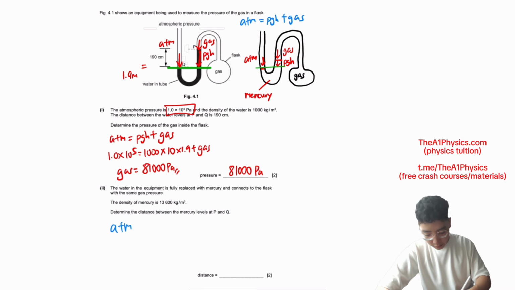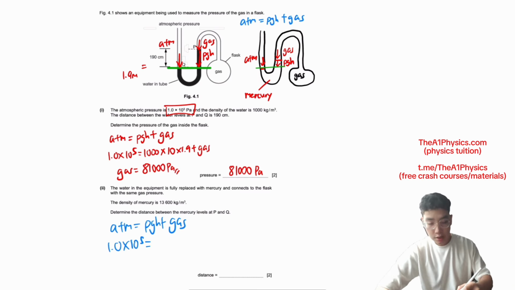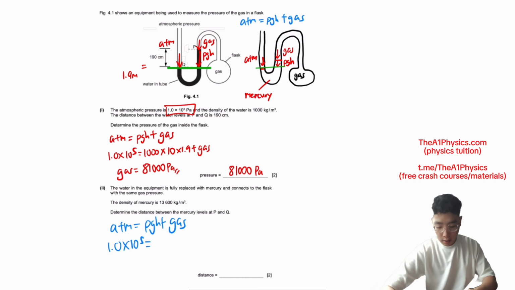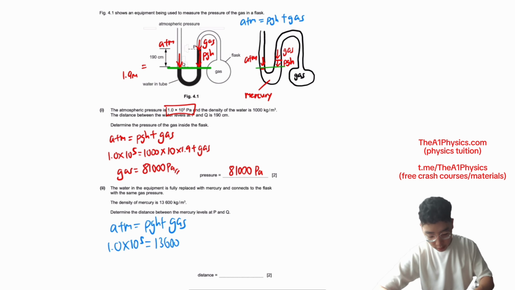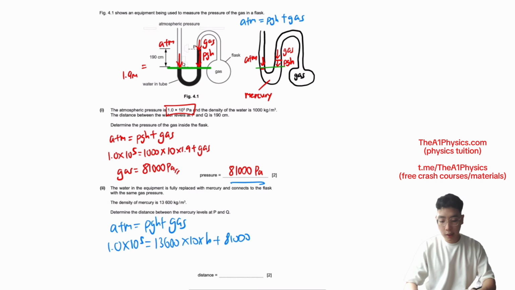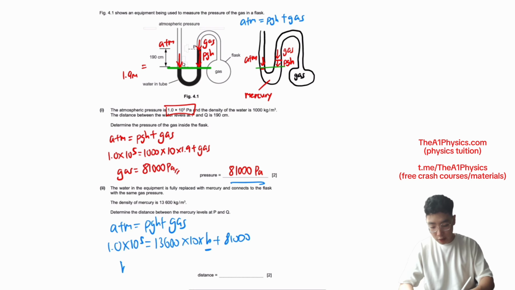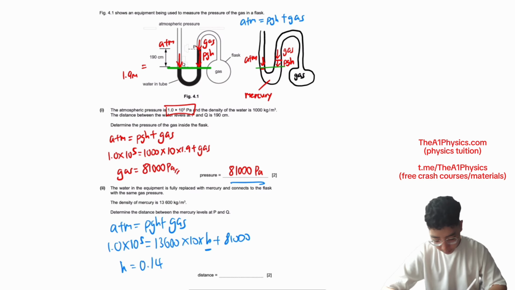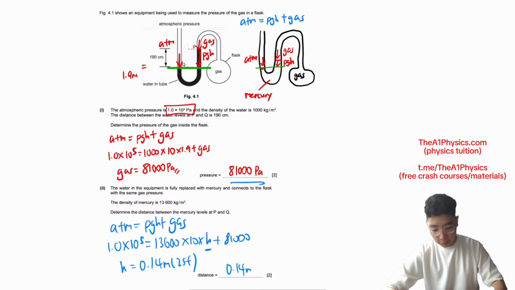Right, so atmosphere equals to rho GH plus gas, and for atmospheric pressure we know it is 1.0 times 10 to the power 5. For rho GH, now we're using the rho GH of mercury, so it will be 13600 times 10 times the height of the mercury, plus the gas pressure, which we know is 8100. Solving this equation, we can find the height h. So h equals 0.14 meters. The height of the mercury over here is 0.14 meters.